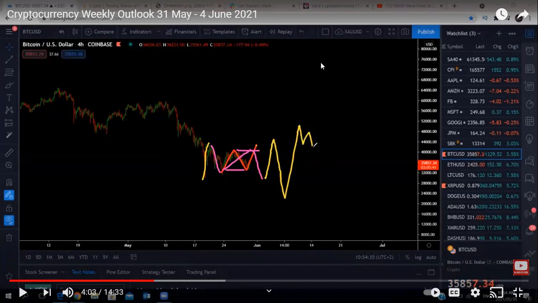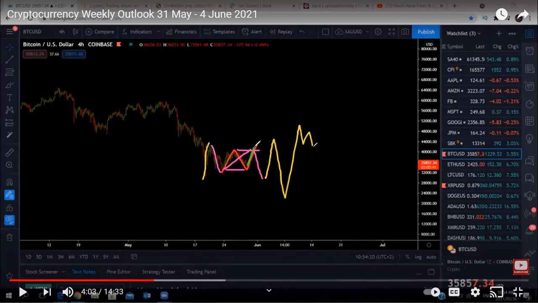So far what has happened with Bitcoin, we've had the move 1. I'm showing you in green what has already happened now. The move to the upside in green has happened. The move to the downside in green has happened. And the move to the upside in green has happened. And now we're currently here with this move to the downside. So we've got 1, 2, 3, 4 moves forecasted on Bitcoin.